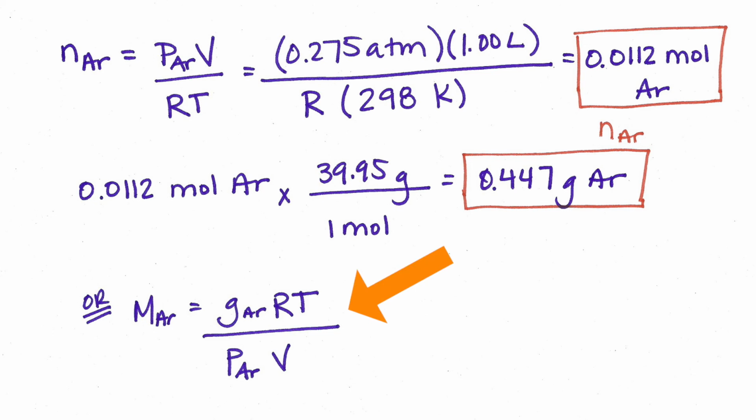As an alternative strategy, we could also use one of the application equations of the ideal gas law, where we could use the molar mass of argon to solve directly for the mass of argon in the equation that you see here. You should get the same answer no matter which strategy you use.